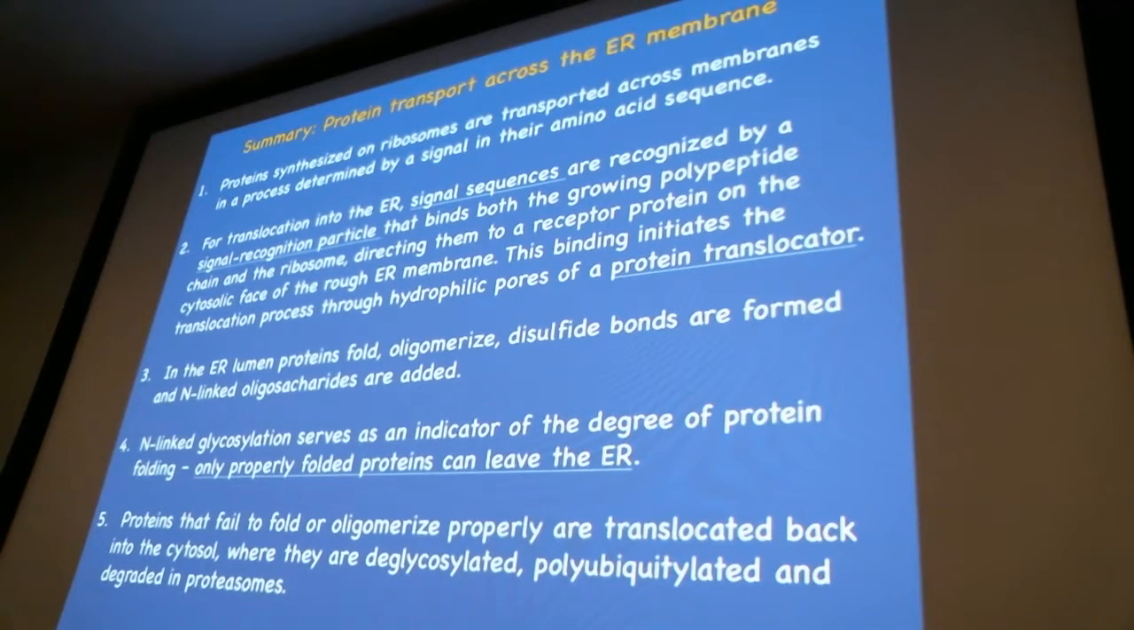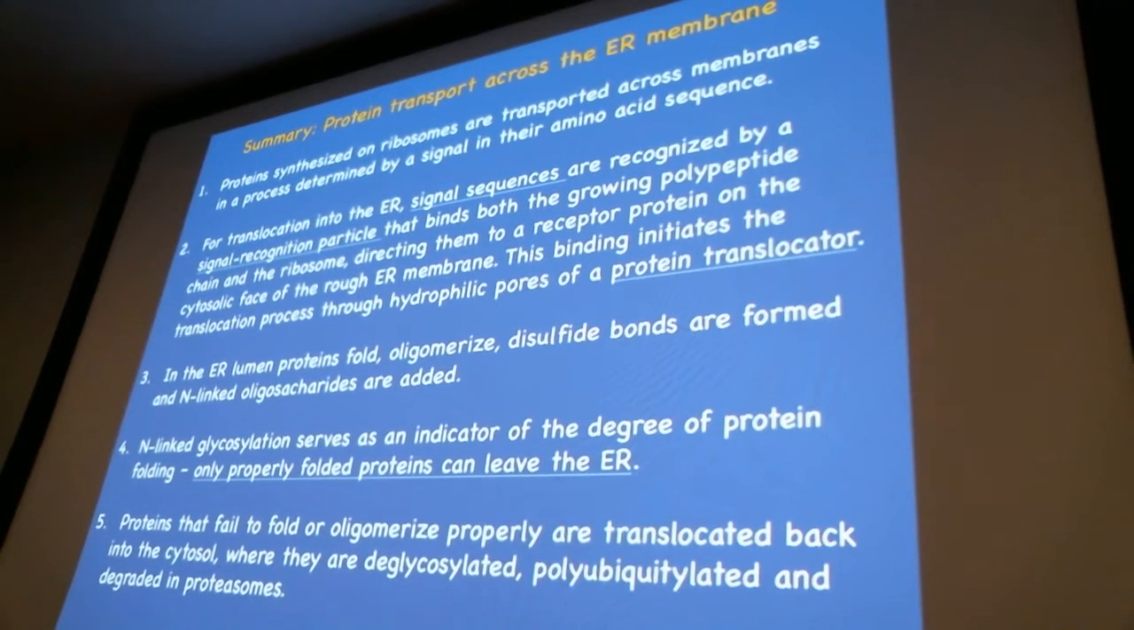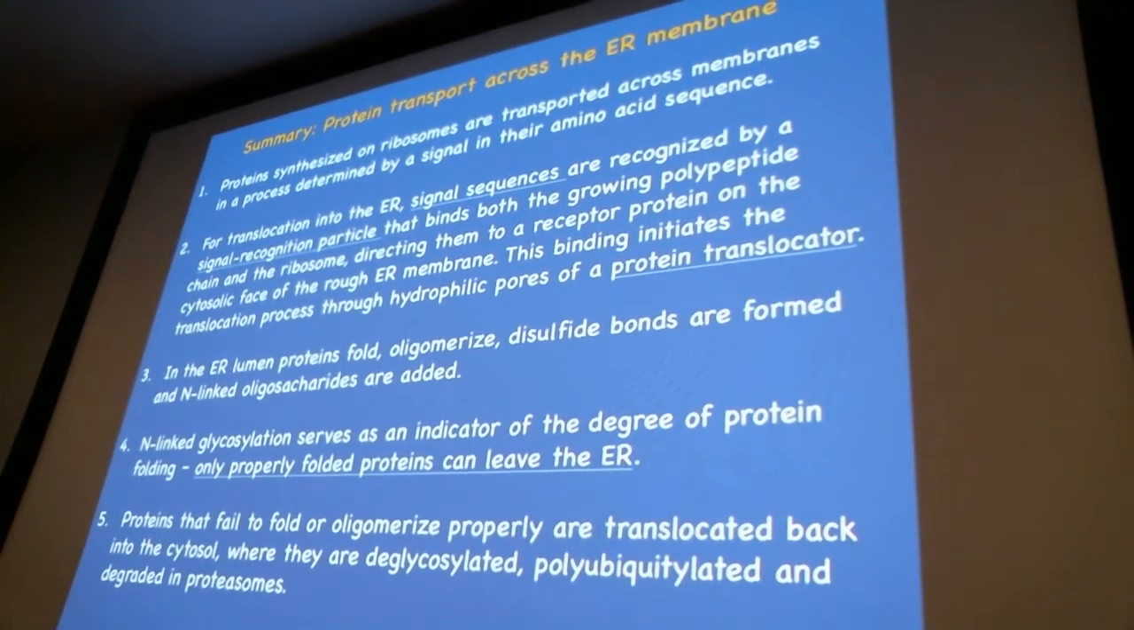So the signal recognition particle directs the polypeptide that is emerging out of the ribosome to a receptor that then initiates a translocation process. So this means there are pores of this protein translocator that allow big bulky parts of the protein to go through.